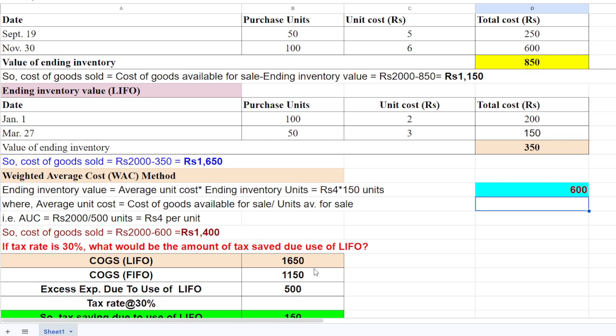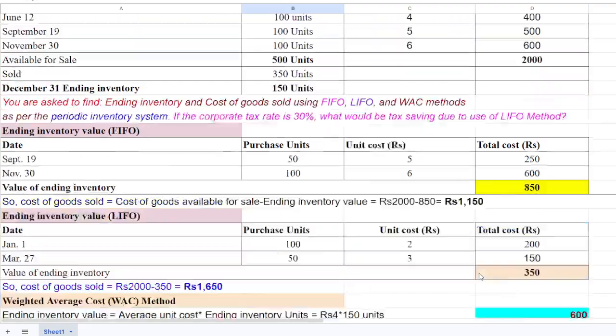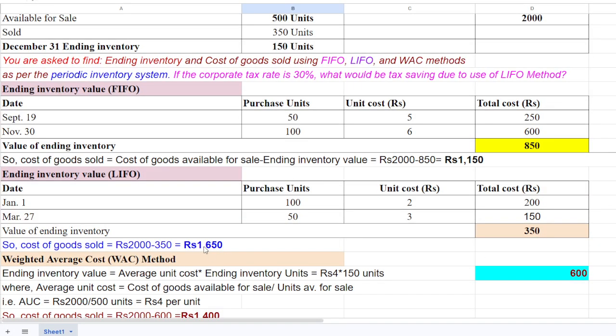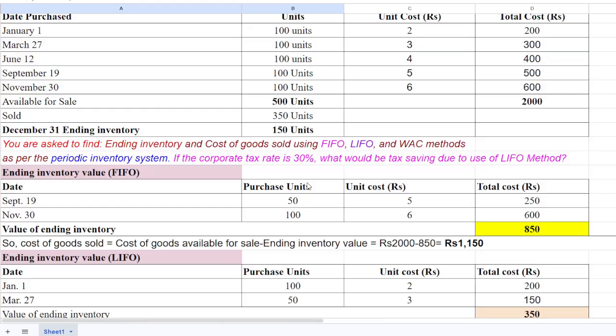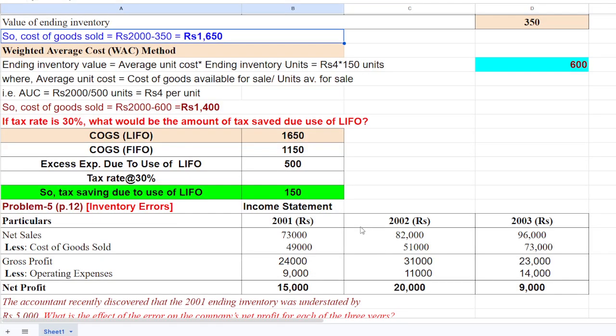Remember, when we have an inflationary situation in an economy, in that case the LIFO method would provide the highest cost of goods sold, higher as compared to the FIFO approach. So the LIFO cost of goods sold is 1650. We have just calculated 1650 here, while under FIFO we have an estimated value of 1150. So we can say that the excess expense because of use of the LIFO approach is 500, friends.